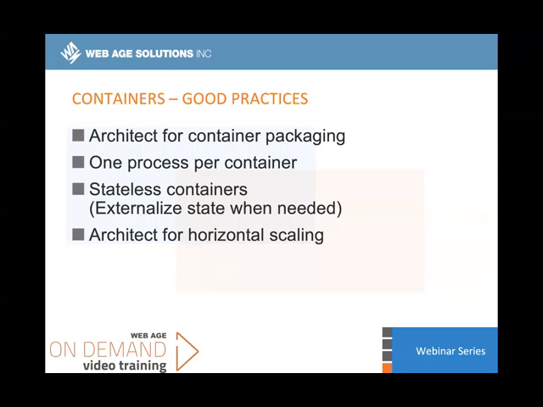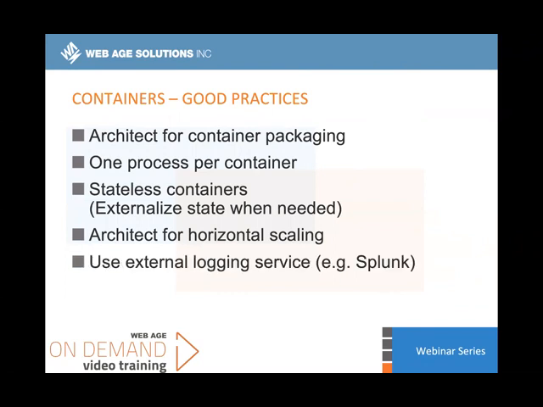Containers really give us an ability to rapidly and easily scale an application, even if we don't have a cloud environment. And because of that, we should be anticipating that horizontal scaling will probably be used in the future. Build it in right away. And the last good practice is to recognize the special nature of containers, the fact that they tend to be created on the fly.